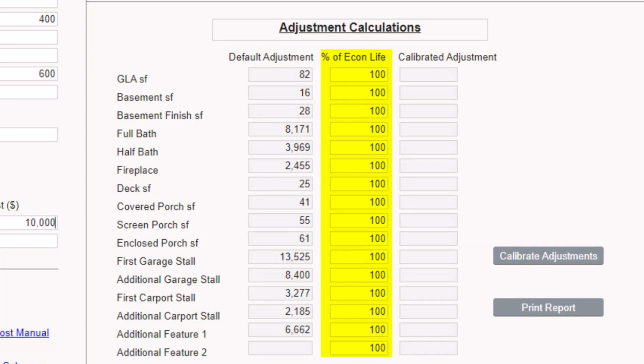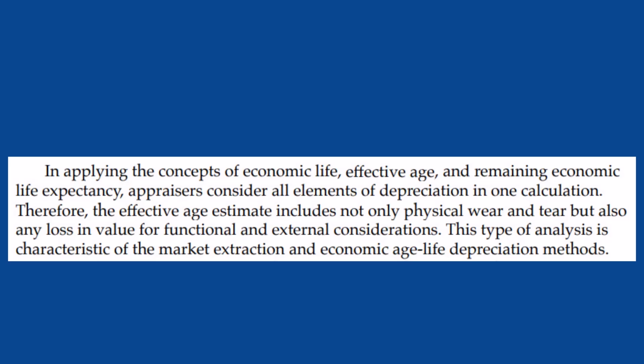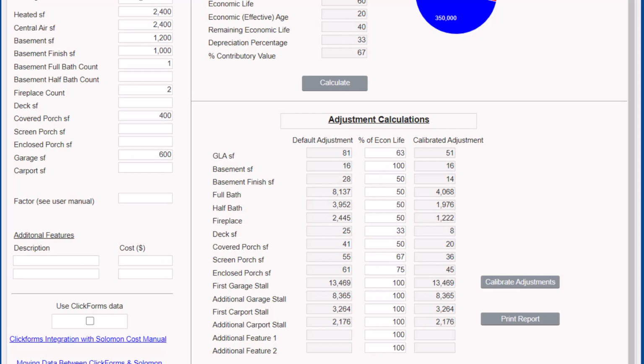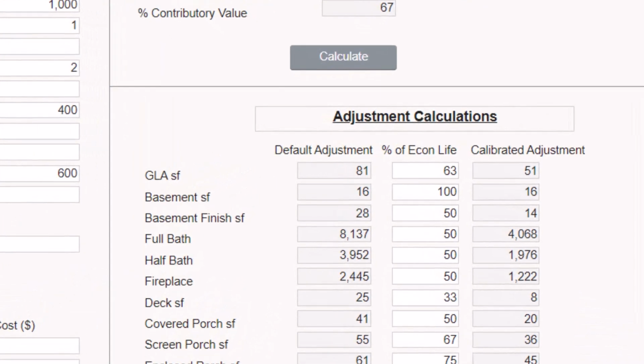The economic age-life method assumes that the appraiser includes all forms of depreciation in their estimate of effective age: physical, functional, and external depreciation. An example of this is the functional depreciation to a second fireplace. If a second fireplace is worth half of the first fireplace, enter 50. Now you have an adjustment for one fireplace on the left and a second fireplace on the right.